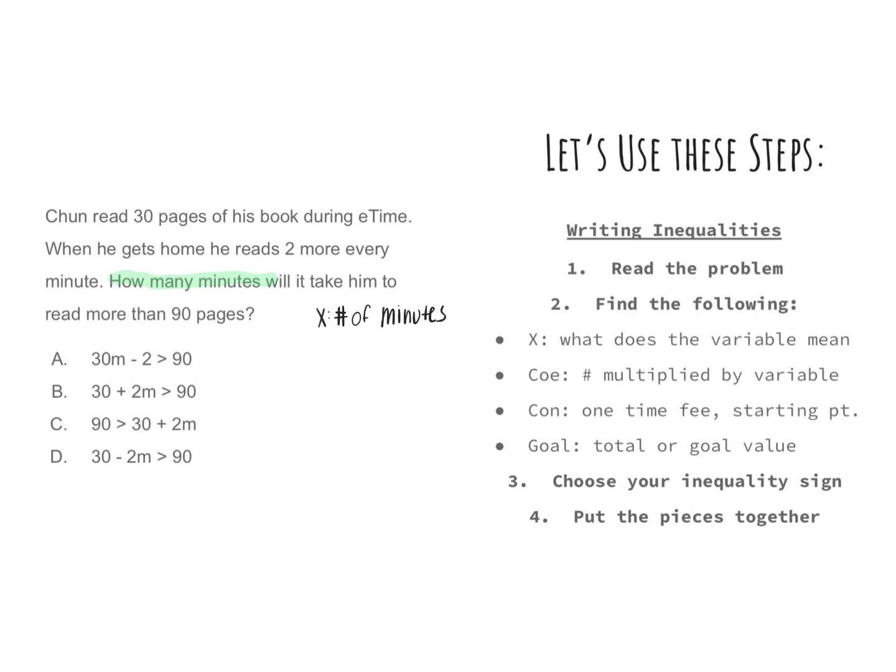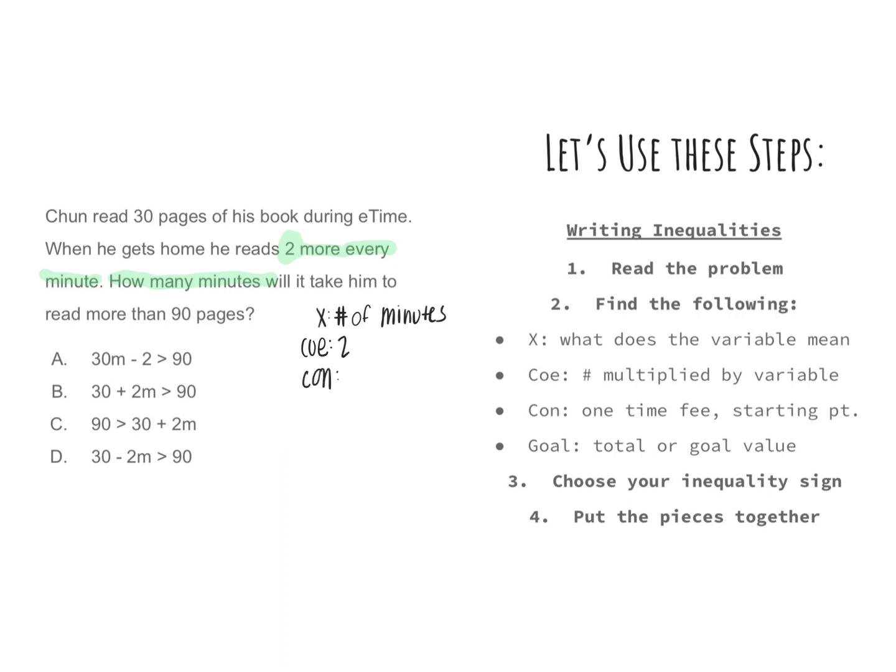When we look for our coefficient, we look for what number is being multiplied by x, which means minutes. So what's happening each minute or every minute? I see that phrase every minute here, and it's that he's reading 2 more. So that's going to be a positive 2 for our coefficient, because it says 2 more, that would be adding to our total.